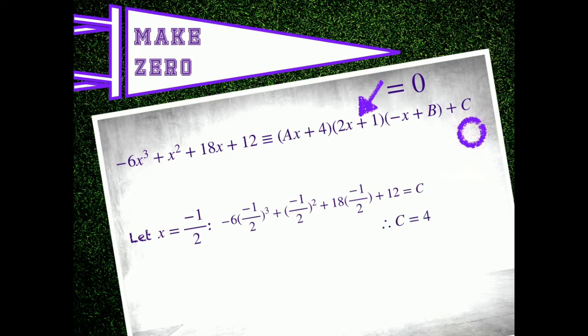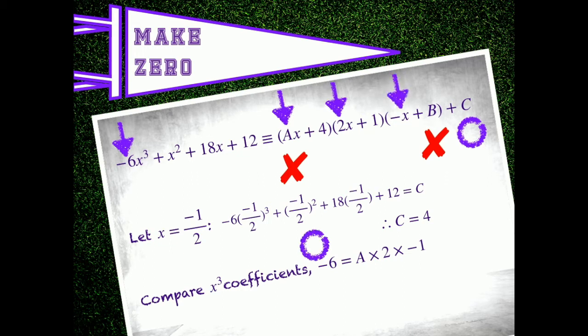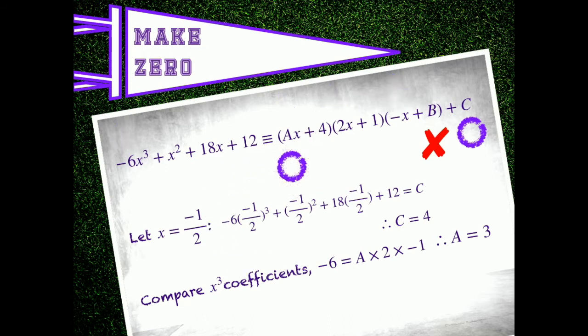But what about a and b? They haven't disappeared for good. Watch how I employ the head and tail play again over here. The largest term on the left is negative 6x cubed. I can eyeball the right and equate that to the product of ax, 2x, and negative x. That leaves the simple task of solving for a equals positive 3.